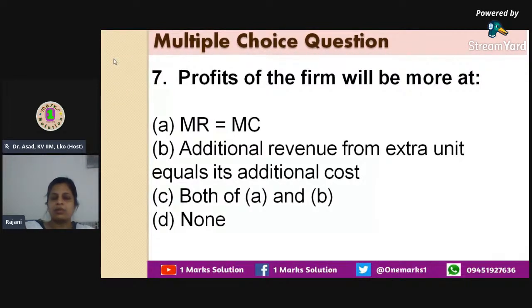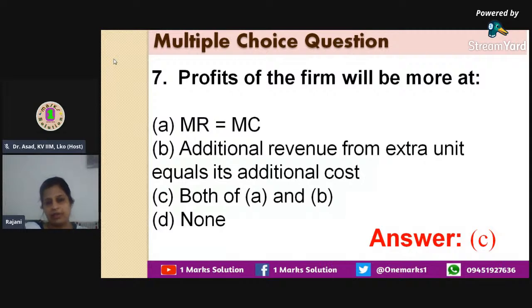The third option is both A and B, and option D is none. So definitely the answer is option C, because both options say MR equals MC, when marginal revenue equals additional cost. That is where there is the most chance of profit in the market. Option C, both A and B, is the correct one. Marginal revenue equals marginal cost, and the same option is given in a different way: additional revenue from an extra unit equals its additional cost.